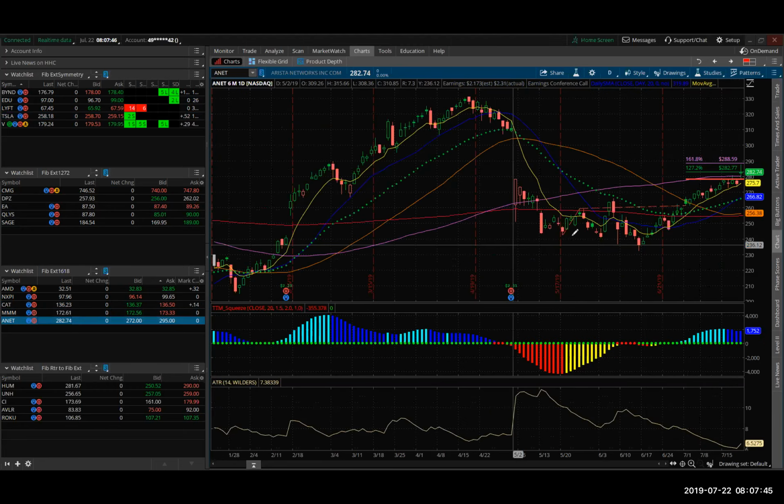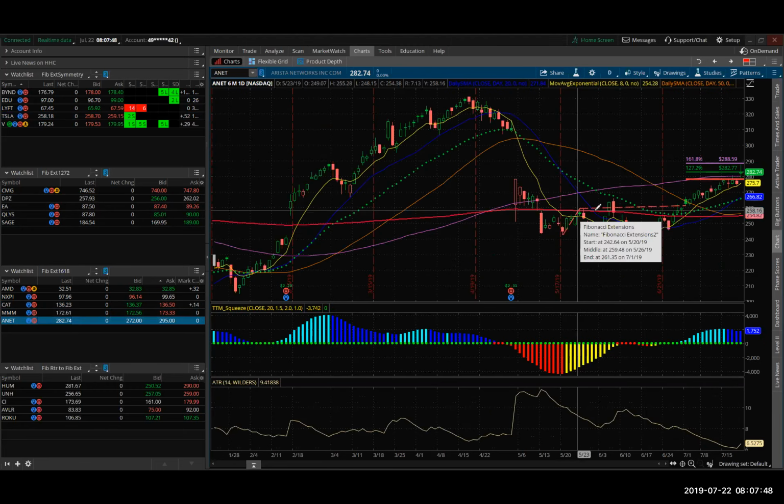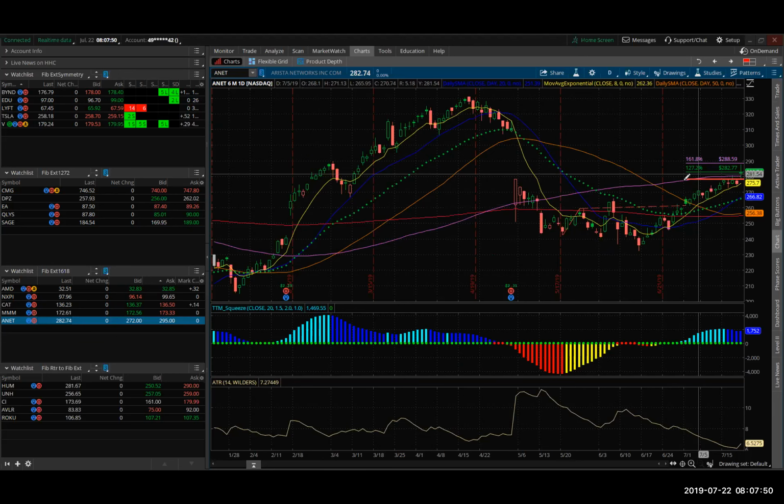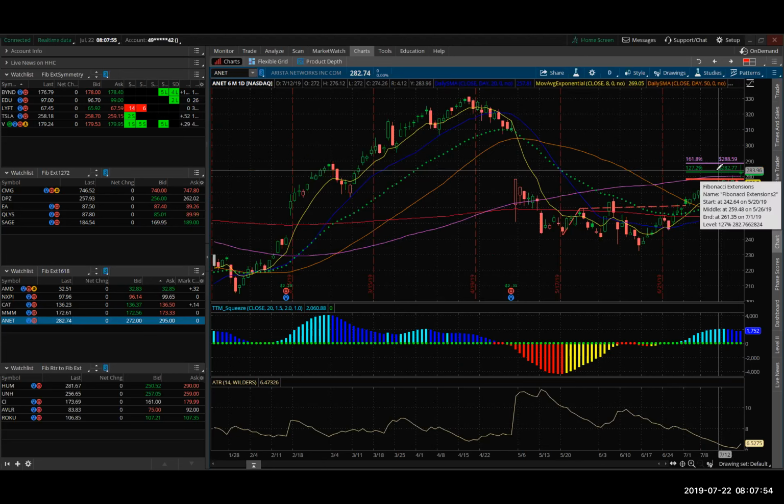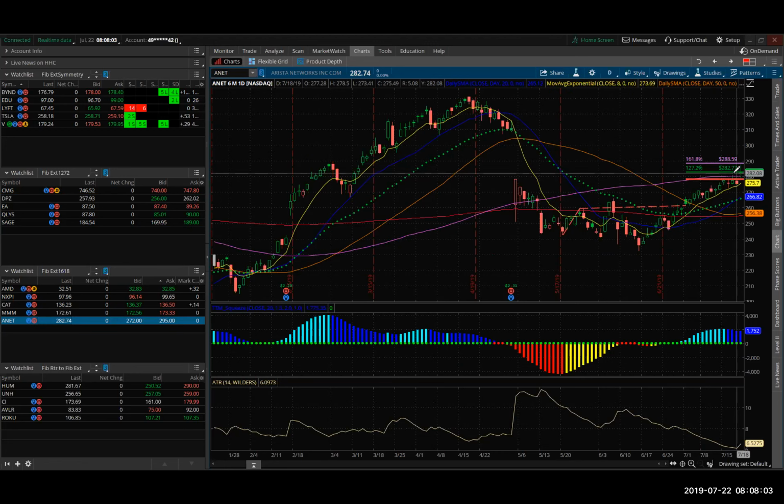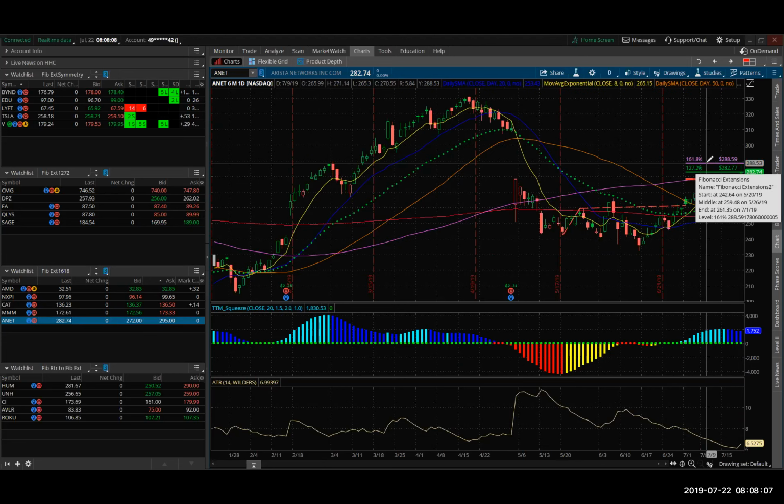ANET, same thing, right? We measured a low to a high off of a recent low, which gave us the symmetry, the 100% of the move, and then it went to the 1272, went right up through, hit the 1618 and pulled back. And now it's hovering right below the 1272. Very interesting levels. If you're not aware of them, it can be harmful, right?